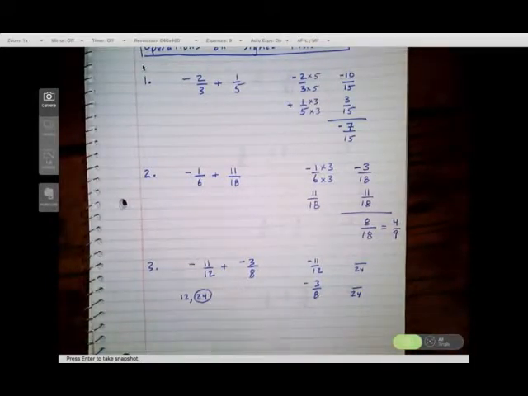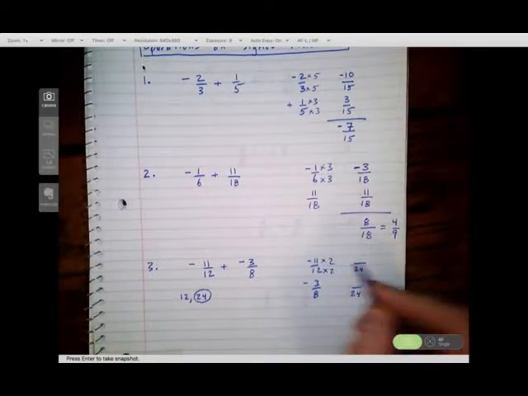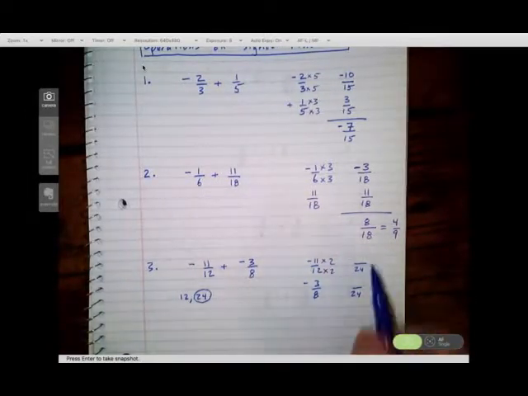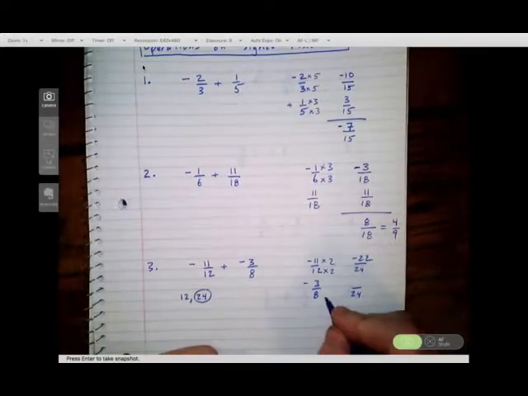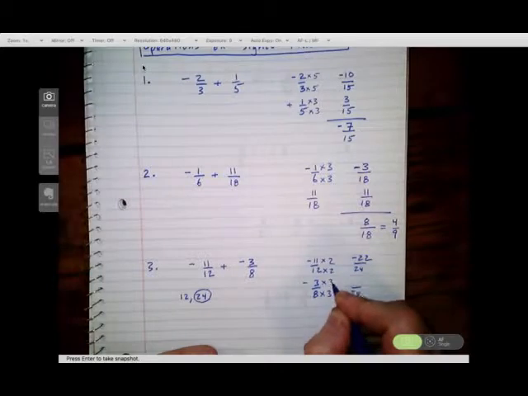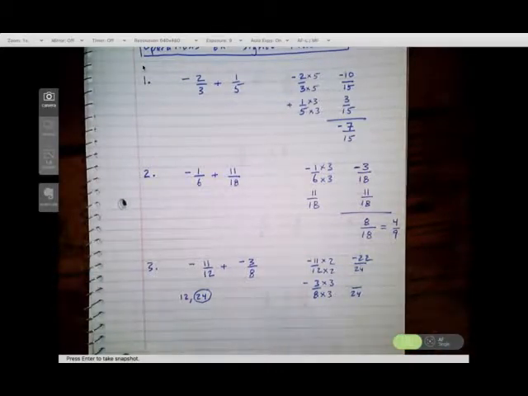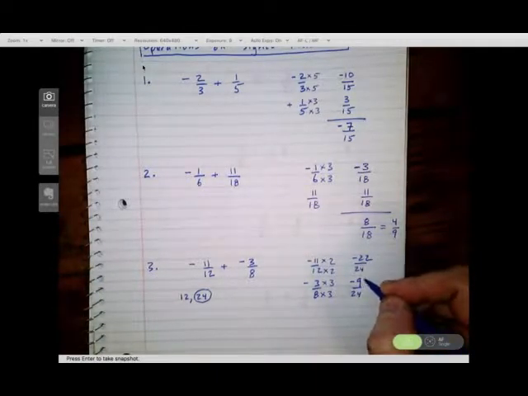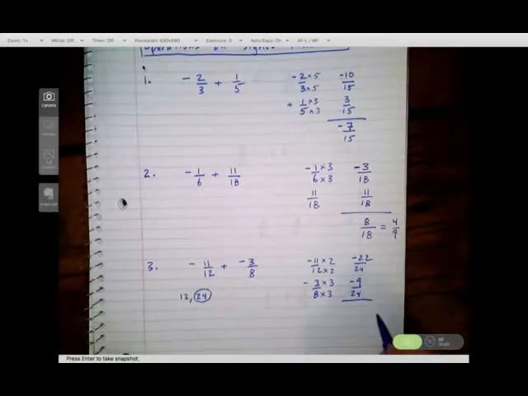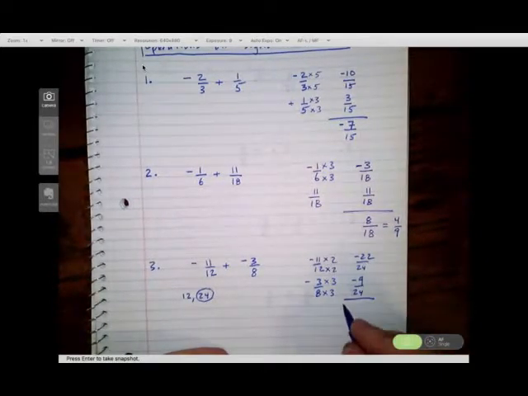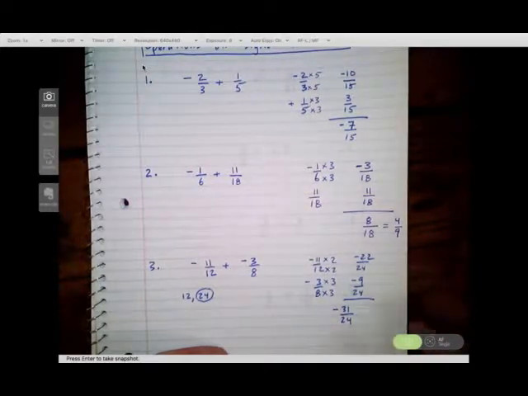Okay, and so to get 24, I multiply by 2, and by 2 up here, I get negative 22. And then on the bottom, I need to multiply by 3. So that's going to give us a negative 9. Okay, so remember, if they're both negative, again, we're just looking at the numerators here, we add them up and keep the sign. So negative 22 and negative 9 makes negative 31/24.